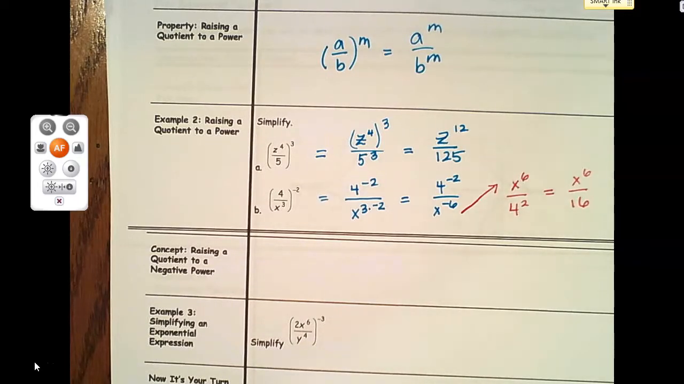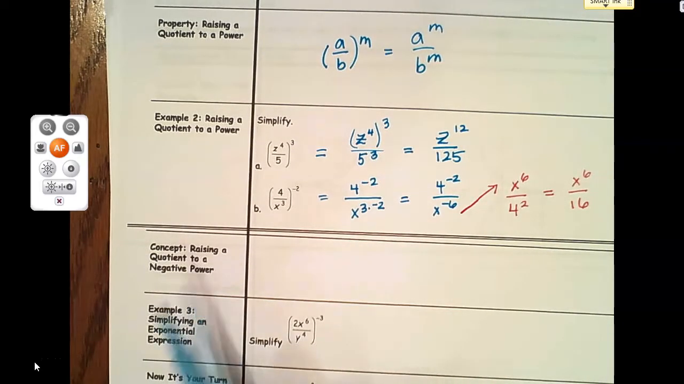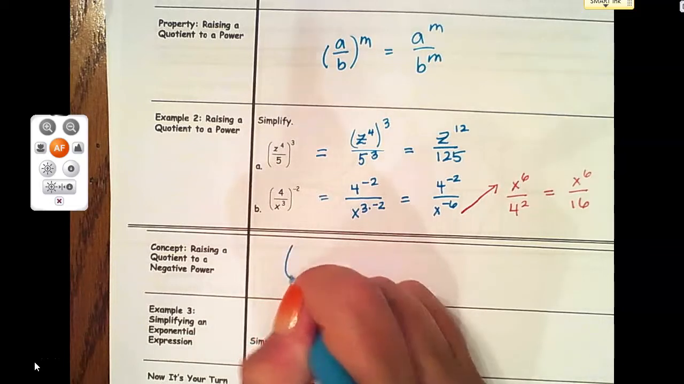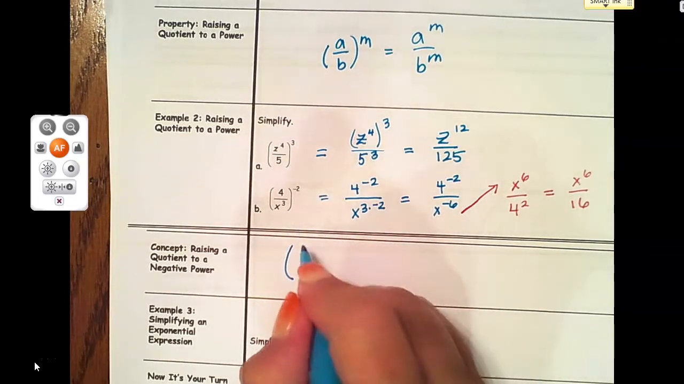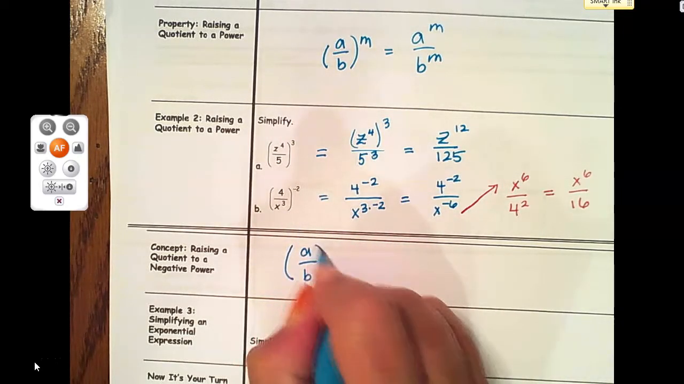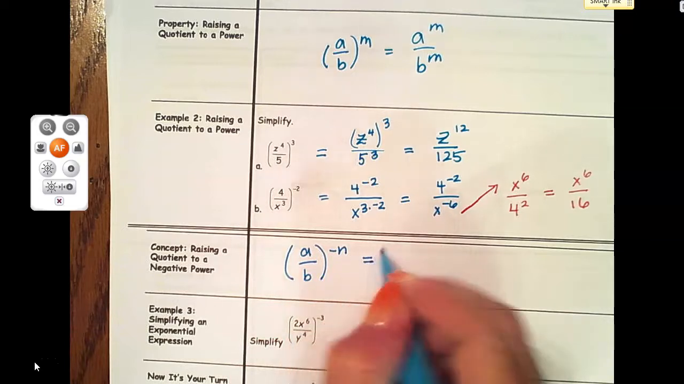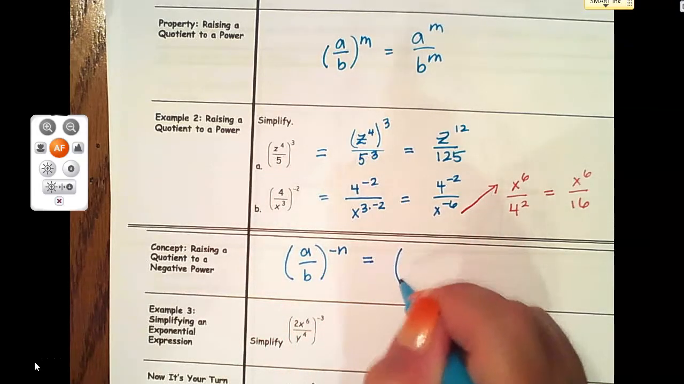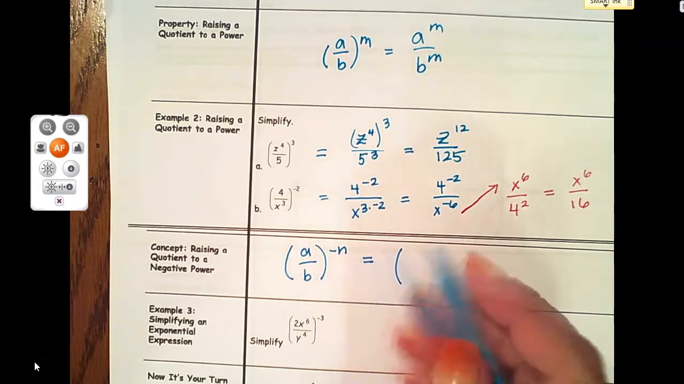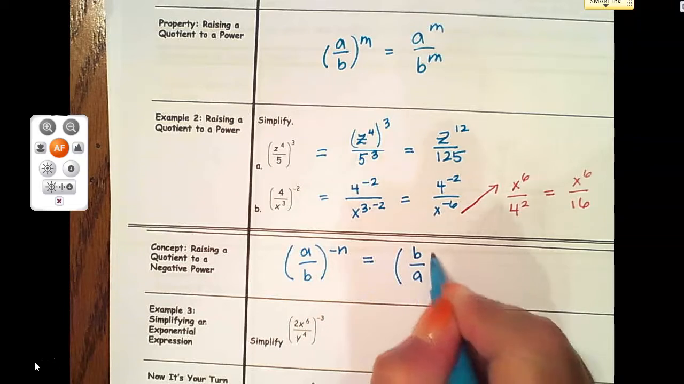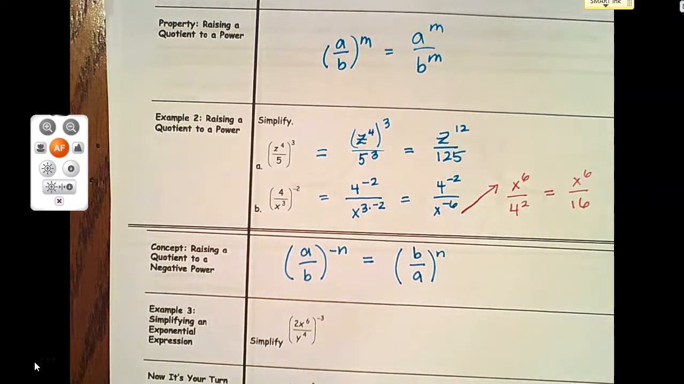But then what if that quotient is being raised to a negative power? Well, we kind of just saw an example of that. We've got our quotient, and it's being raised to a negative power. One thing I could do is go ahead and flip it before I even start, and then raise it. Then it would be raised to a positive power. So let's try that. Let's look at example 3.